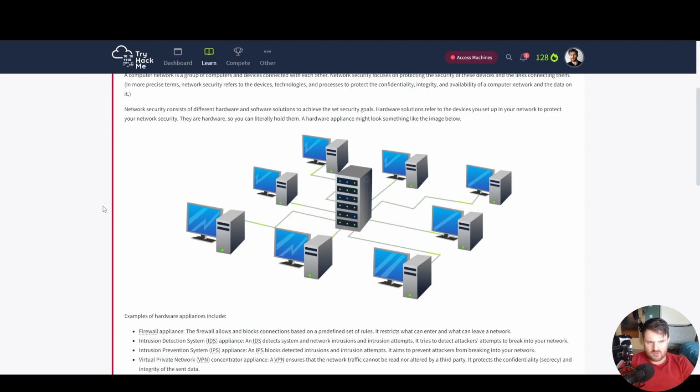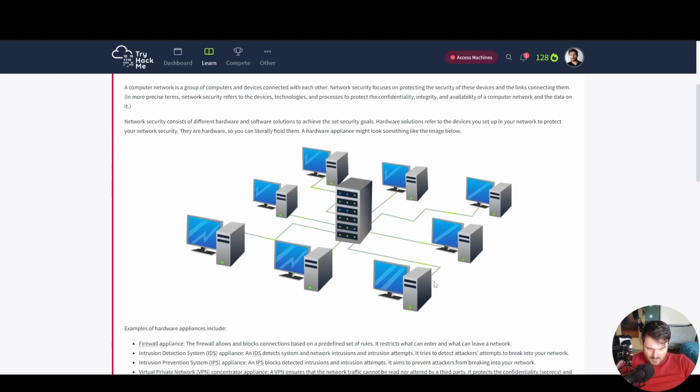Hardware solutions refer to the devices you set up in your network to protect your network security. They are hardware, so you can literally hold them. A hardware appliance might look something like the image below. Here we can see all the computers are connected to one central hub.